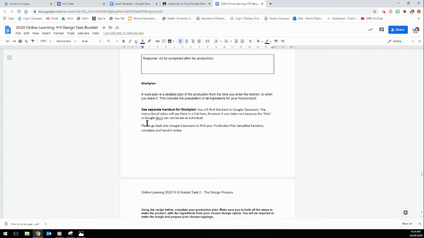Okay, so there is a separate document in Google Docs, okay, that you will need to open. I could not leave a link here because it wouldn't make that production plan or work plan individual. So you will need to go back into Google Classroom to get the work plan template, okay? The settings on that have been made so that everybody has a copy, and you should be able to edit straight into that.